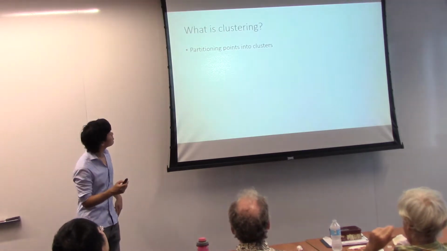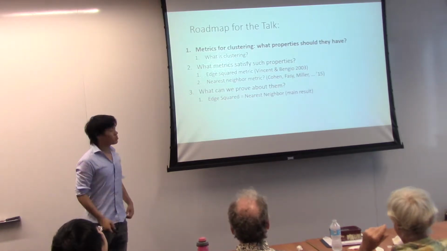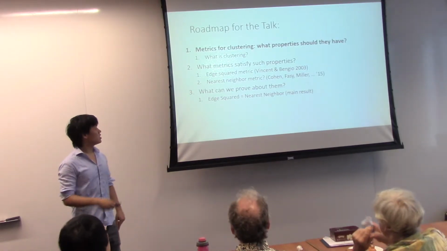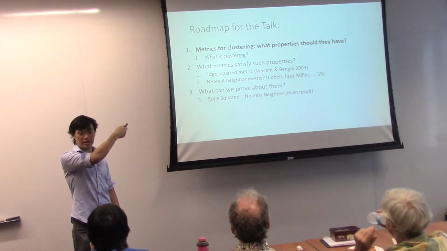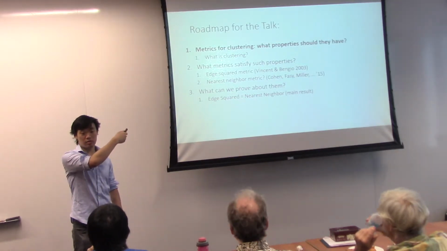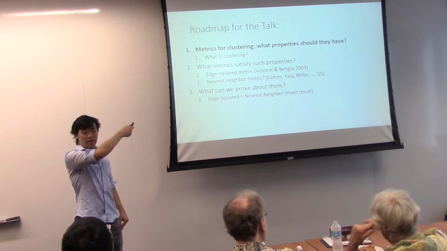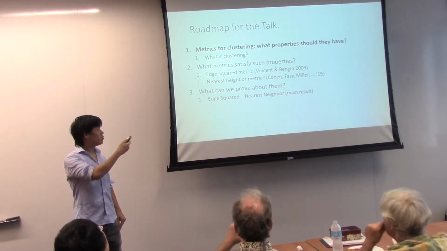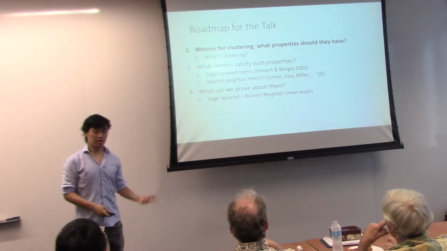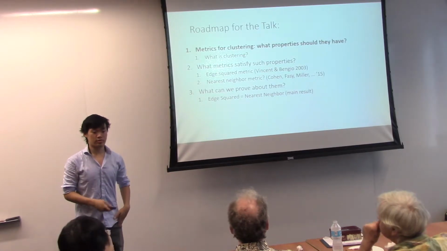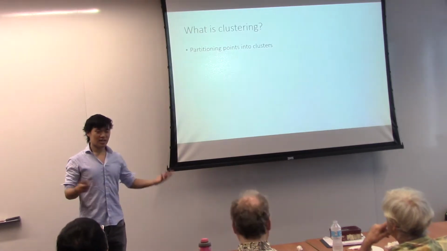Great. So the rough roadmap for how this talk will look is we'll explore metrics for clustering. We'll try to lay down a few properties and get our hands messy with what properties we'd like. Then we'd like to formally define the two metrics of our study. And then we're going to ask what we can prove about them. And we're actually going to provide some details of our proof. So first, let's ask, what is clustering?